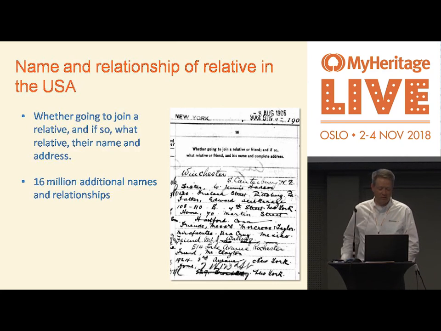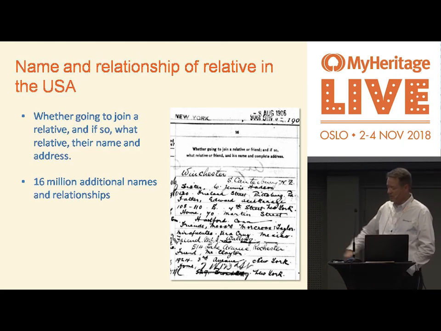So this question was whether you're going to join a relative, and if so, what is the name of this relative and their address? So there are 16 million additional names of relationships of persons coming from Europe or wherever they're coming from to be with their family in the United States.